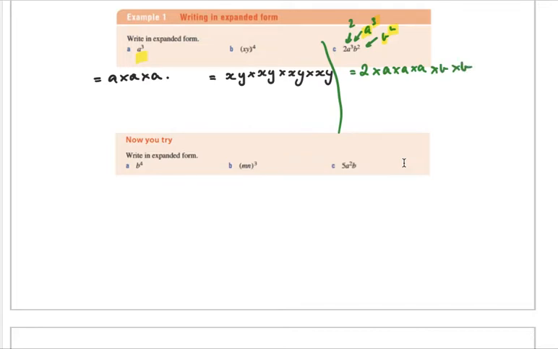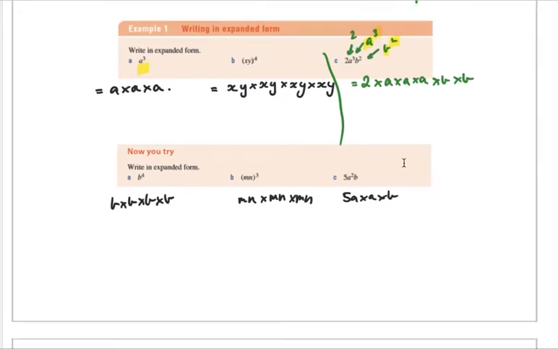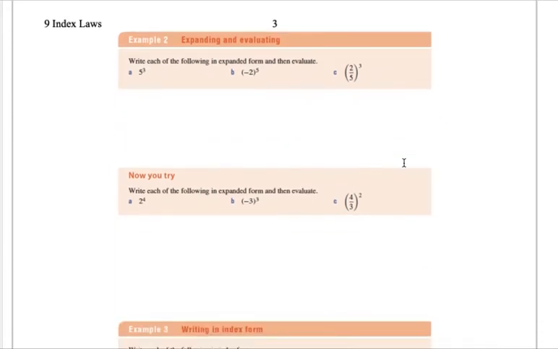So below there's some your turns. Can you please pause the video now and have a crack at those? Then we'll go through the your turns. Okay, we're going to go through the your turns now. So let's write these in expanded form. You should have this, this, and this. So hopefully you got those. Let's move on and look at some expanding and evaluating.